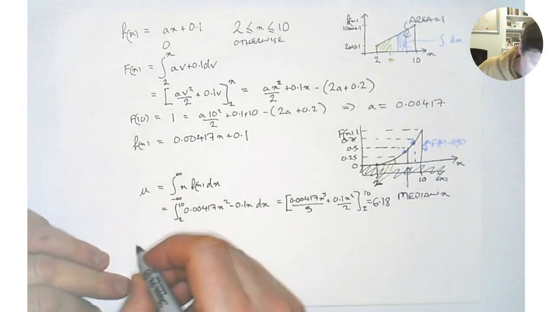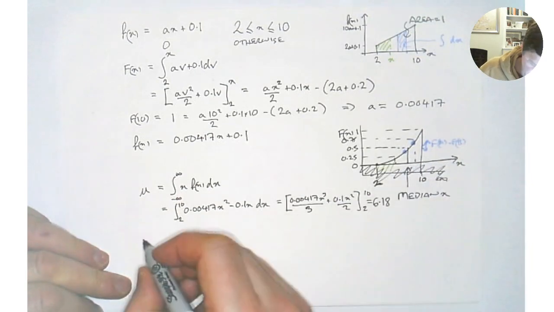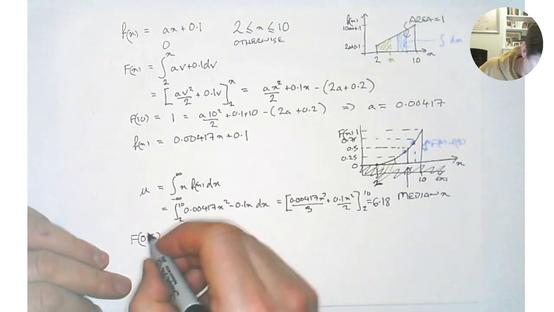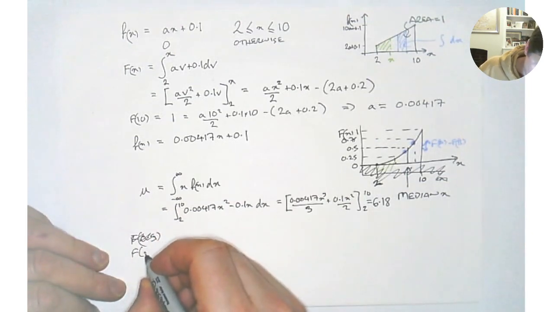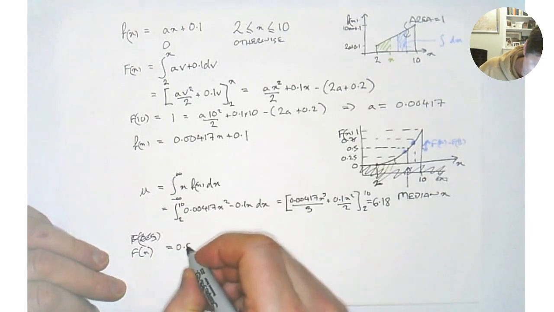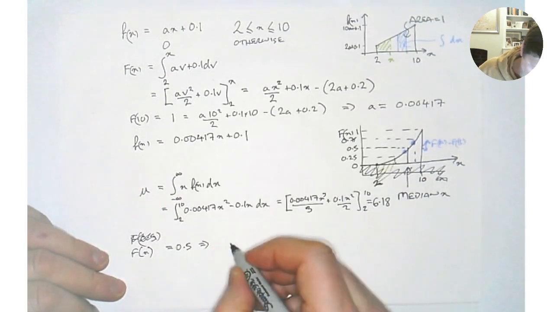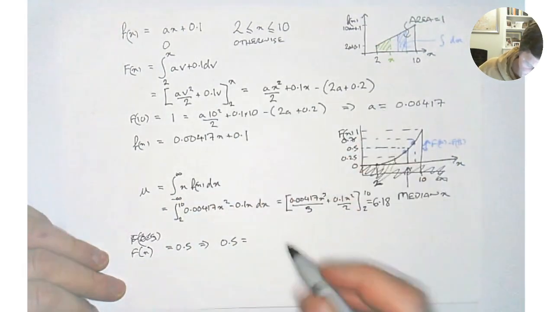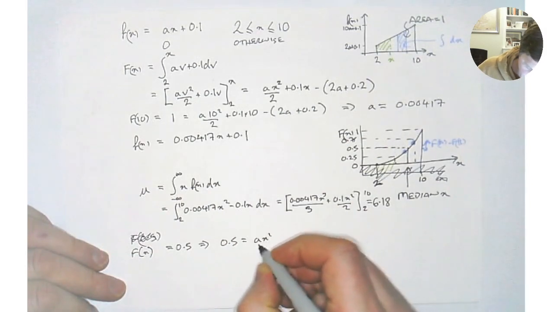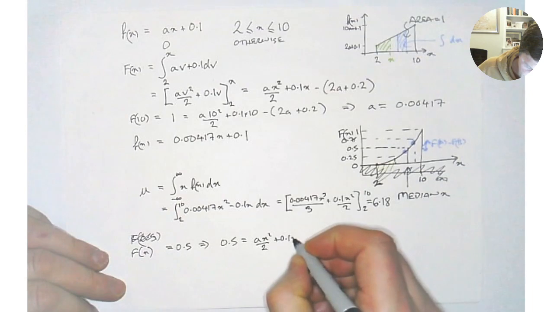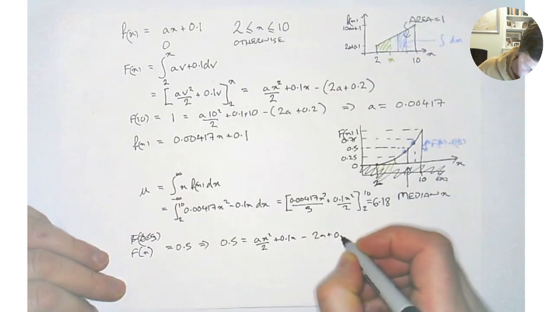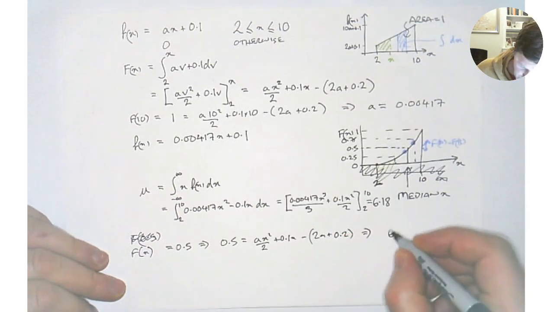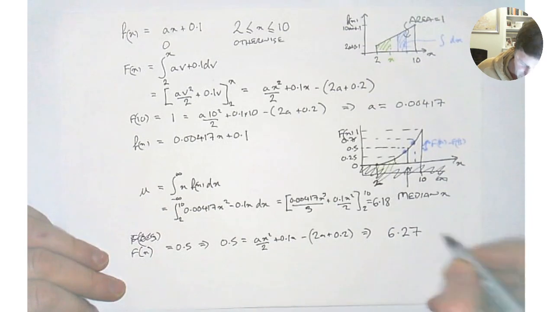If we wanted to find the median, we've illustrated it on here, but we've not found it yet. So that would be the point where f, we want to find x, where f of x is equal to 0.5. So that implies 0.5 is equal to, and then we can find our function here for that, a x squared over 2 plus 0.1x minus 2a plus 0.2. Obviously, you put in your value for a again, and when you do that, you find that our median is 6.27.